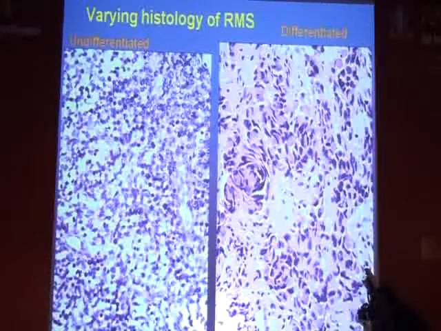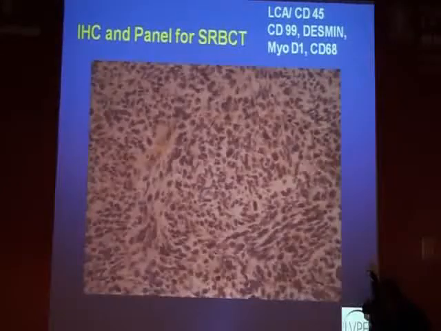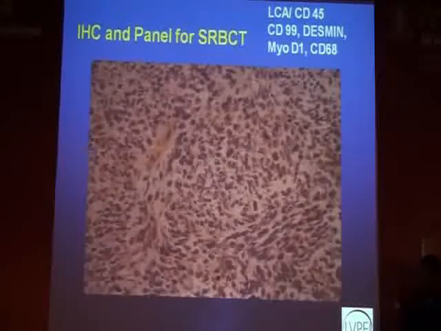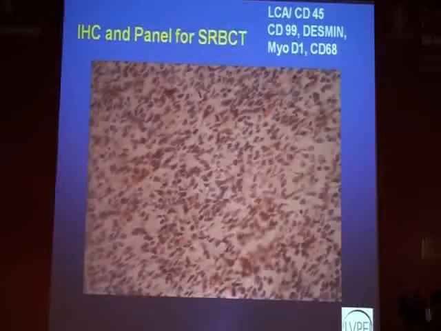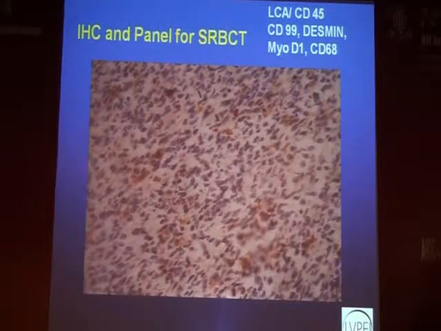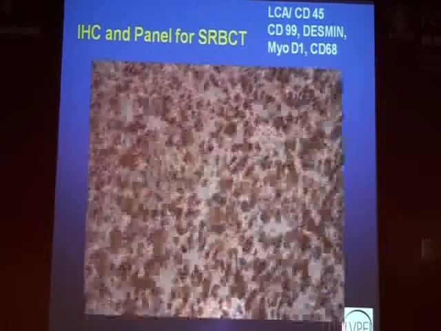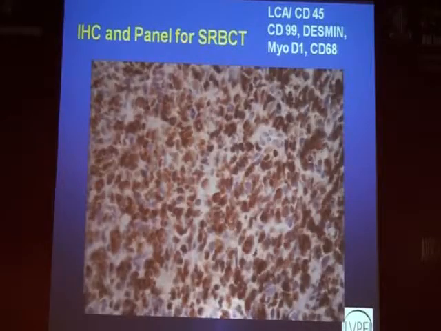But when it is undifferentiated, we have to go through a panel of immunohistochemical markers. That is when we don't have any clue. So we have to do CD45 to rule out a lymphoma. We have to think of Ewing sarcoma and PNET, and then we have to do CD99. And to rule out a rhabdomyosarcoma, we can do Desmin and MyoD1. So when we do a MyoD1, we get a nuclear positivity.